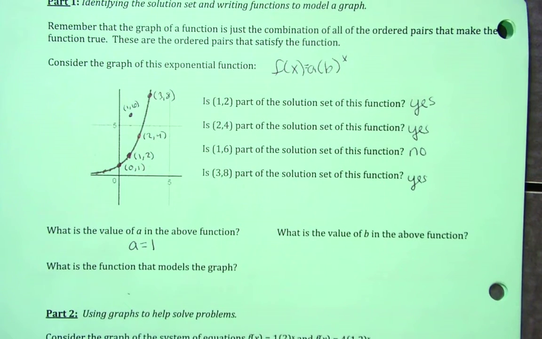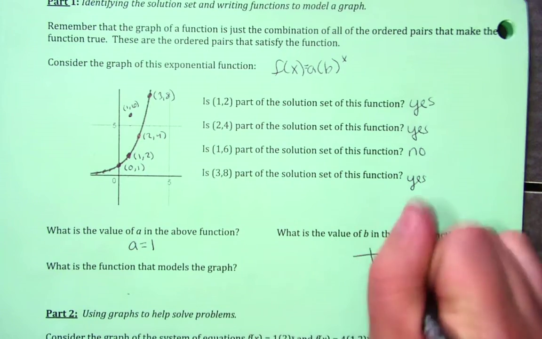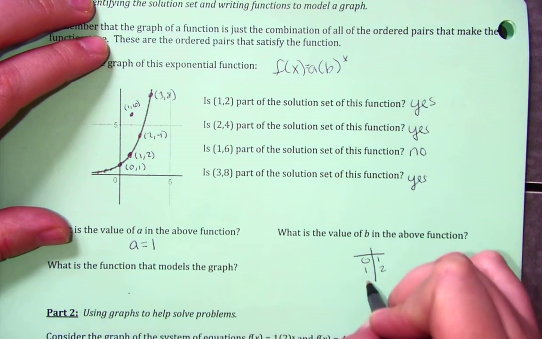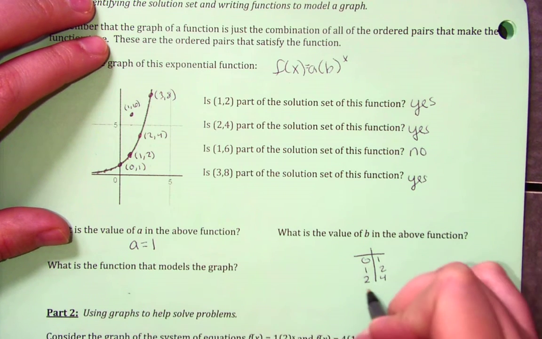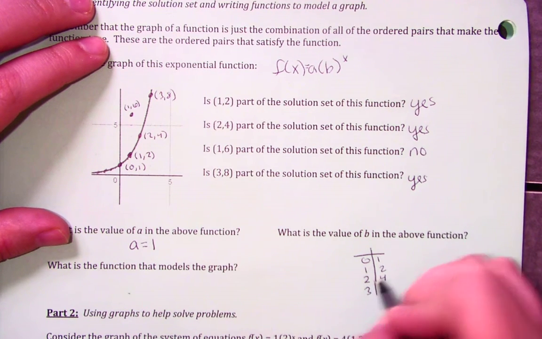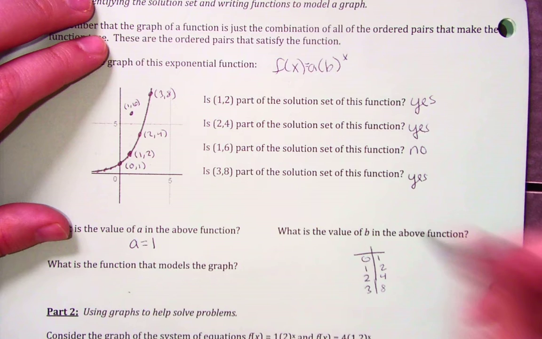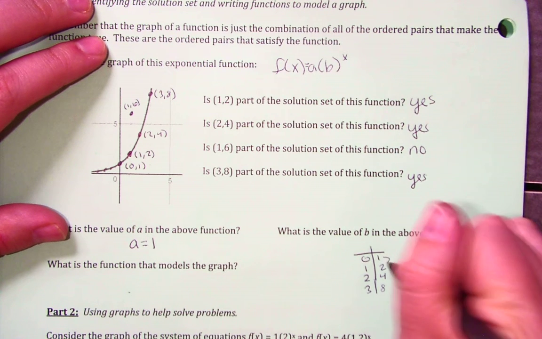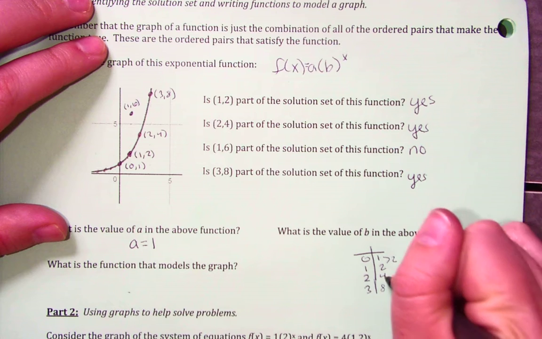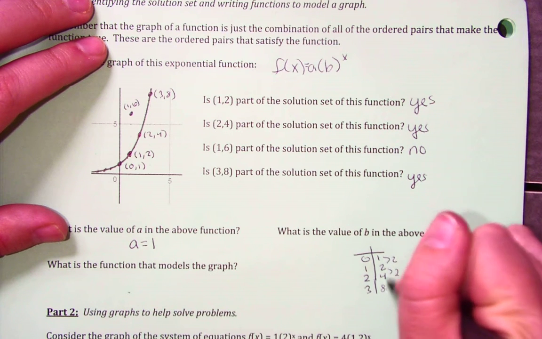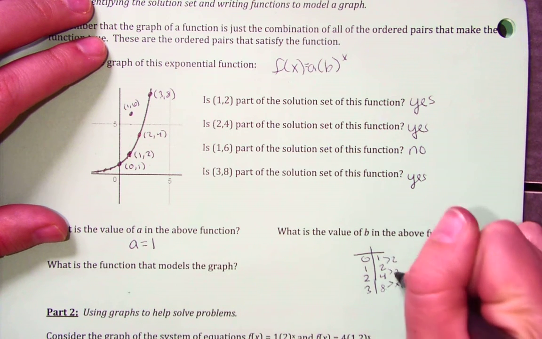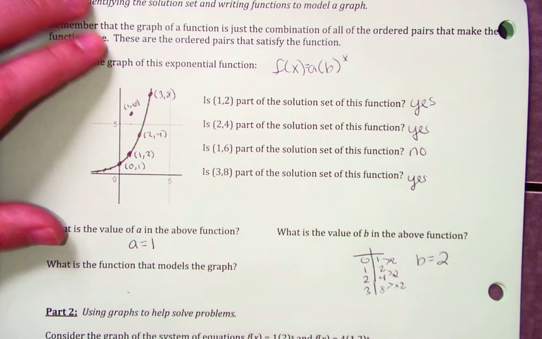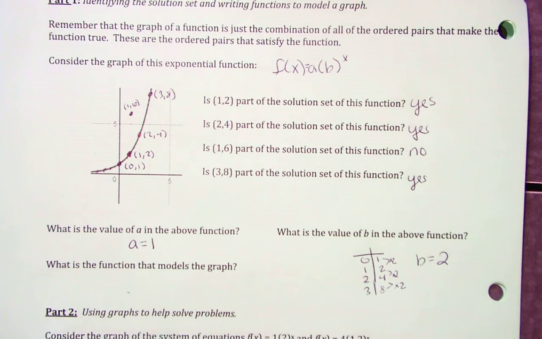The value of b, we can just list all these ordered pairs: (1, 2), (2, 4), (3, 8). And then we can find b by going through and finding the multiplier. So 2 divided by 1 is 2, 4 divided by 2 is 2, 8 divided by 4 is 2. So there is a common multiplier of 2, which means that b equals 2.